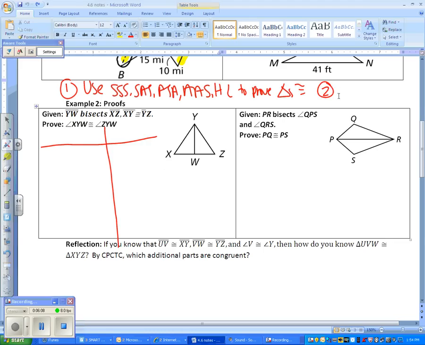Then you're going to use CPCTC to prove parts are congruent. To prove the end, since we're talking about angles, it says angle XYW is congruent to angle ZYW. I know I'm going to have to be using CPCTC at the end. So we still start off with our given, just like we were used to doing.